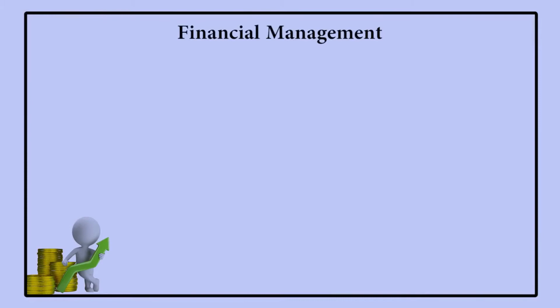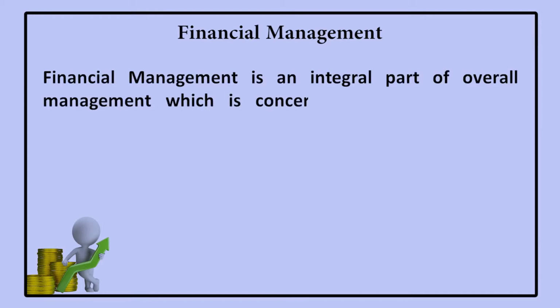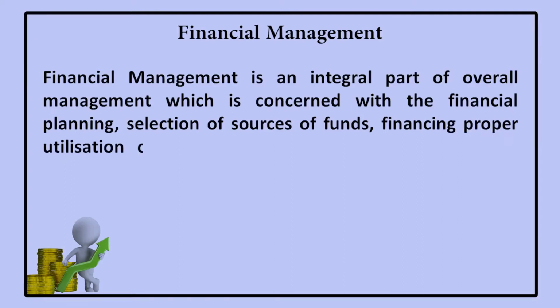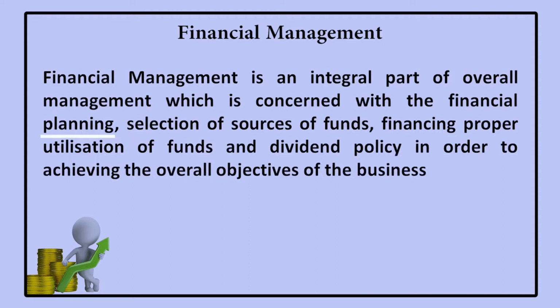Under this chapter we will understand how financial management is able to mobilize these funds for investment purposes. So we can say that financial management is an integral part of overall management, which is concerned with financial planning, selection of sources of funds, proper utilization of funds, and dividend policy in order to achieve the overall objective of the business. The first part is finance planning, the second part is proper utilization of funds, and the third is dividend policy. From this we can explain the different functions of financial management.